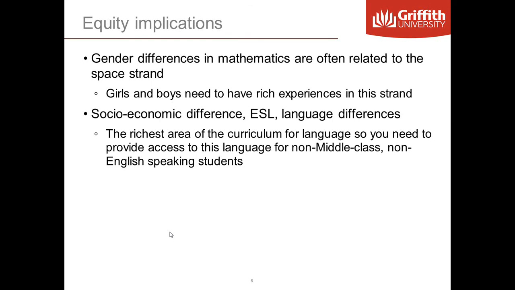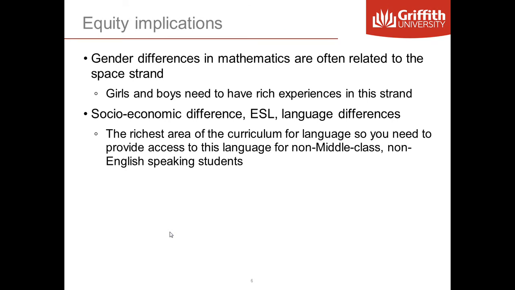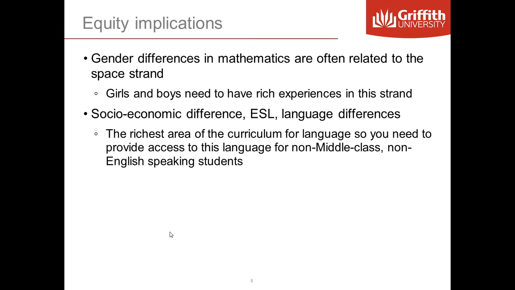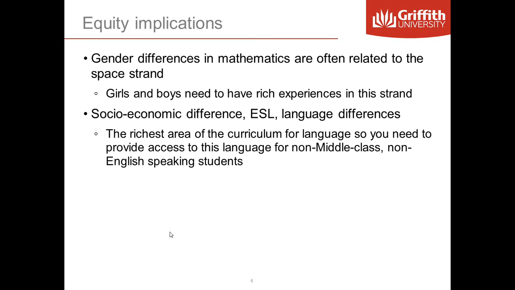So for students who are coming from low SES backgrounds where they have what Bernstein calls a restricted code for English, and students who come from backgrounds where English is not their first language, is not their home language, those students are likely to have less access to the rich vocabulary we use in space. So as a teacher, you need to make sure that your space strand is language rich and you provide scaffolding for your equity target group so they're able to access the language of the space strand.